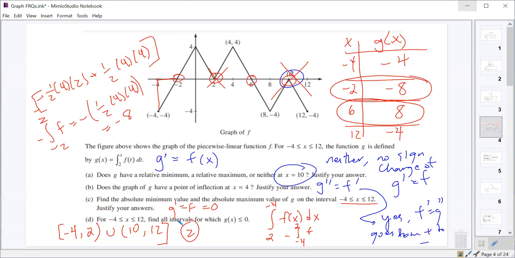And I'm not sure why, but on their answer key, they wrote these as brackets, but I think those should be open parentheses there for those. Since at 2 and at 10, it's 0. Oh, never mind. If I read the problem where it says less than or equal to, then you should definitely put a bracket there. My fault. I just thought it said less than. Any questions on that one? Everybody okay with that?